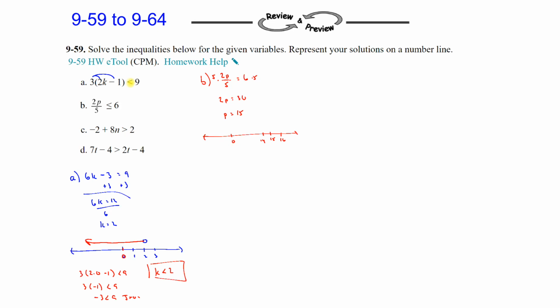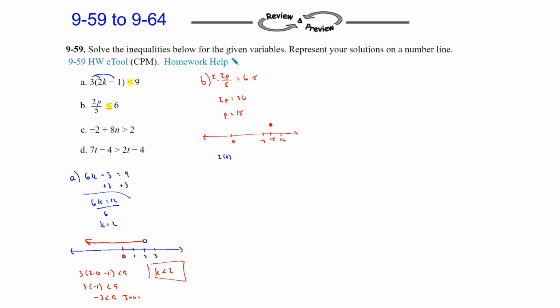Okay, and we're looking at, is it included again? Is it part of our solution? So we go back to the inequality. It is less than or equal to, so that means it is part of the solution, so we're going to fill in our circle. And then we want to know, once again, are the solutions to the left of 15 or to the right of 15? And so I'm going to plug in the number 0 again.